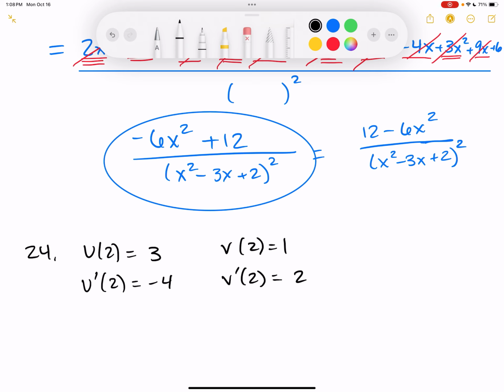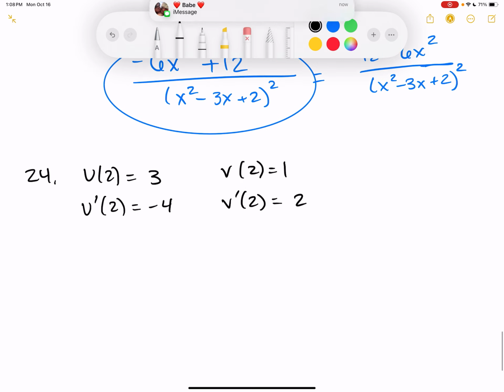So now, this is a four-part question, okay? So, A says d/dx of uv.